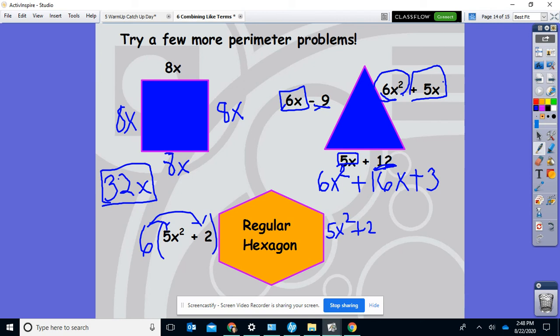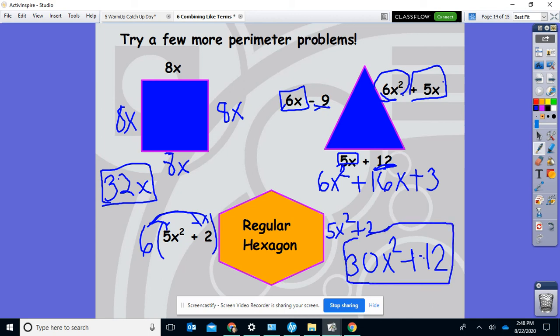So 6 times 5x squared is going to give me a 30x squared. And then 6 times 2 is going to give me a 12. Okay, so that's how we fix that plus sign a little bit. That's how we combine like terms when it comes to geometric figures.